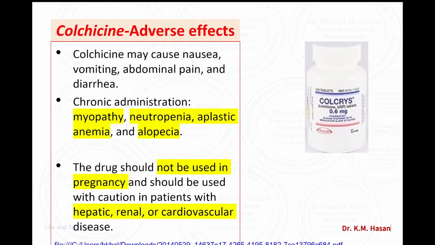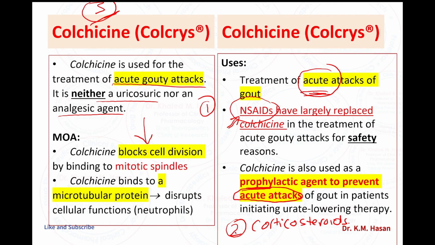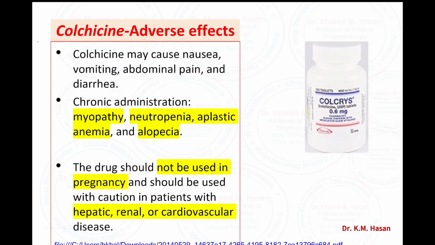Okay, colchicine, we don't prefer colchicine. If you go back, you can see the first option is NSAID, the second option is glucocorticoid, and the last option is colchicine. The reason we put it in third place is that chronic administration of colchicine may cause myopathy, neutropenia, aplastic anemia, and alopecia. This is with chronic use. If you use it, you can see early signs or adverse effects.